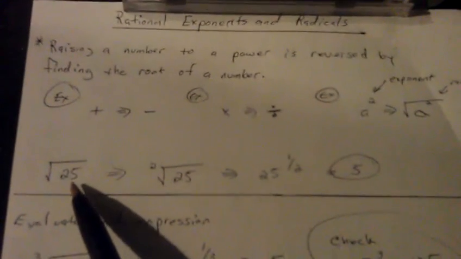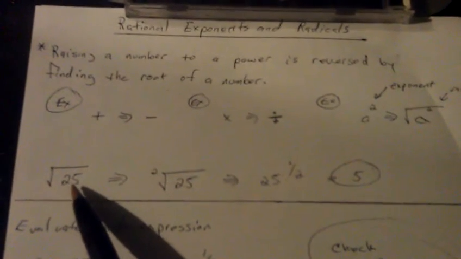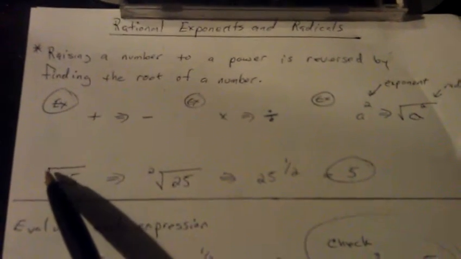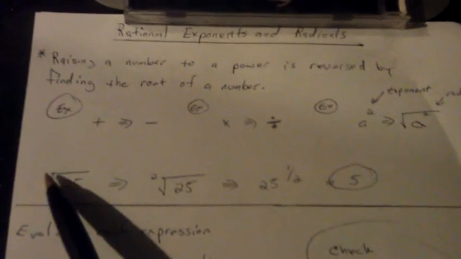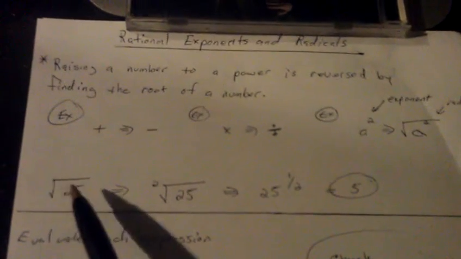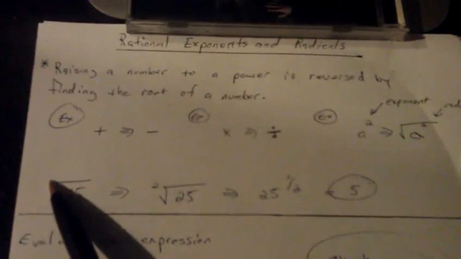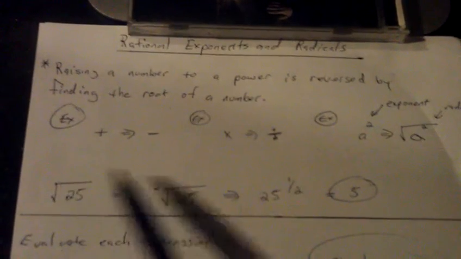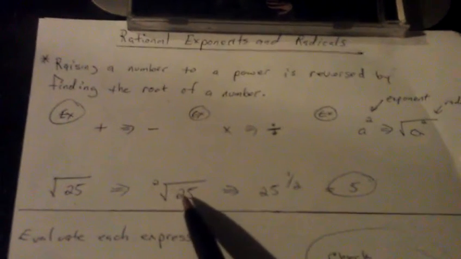Right here, we know that this is spoken of as the square root of 25. Even though a number can be written in here, if we don't see a number right here, we want to assume that a 2 is there. So always keep that in the back of your mind. If we don't see a number right there, we want to assume that it is 2, as being the square root. So we have the square root of 25.